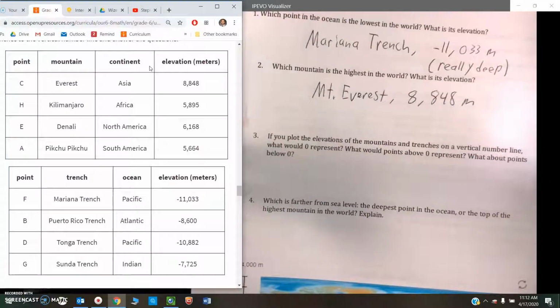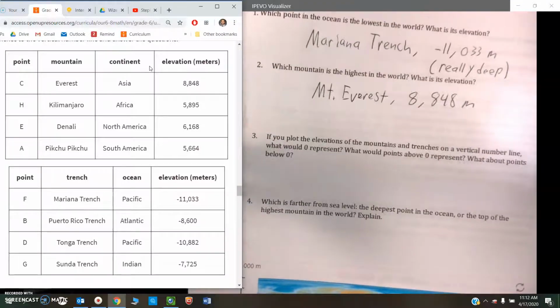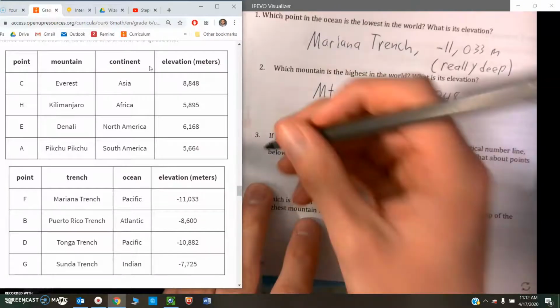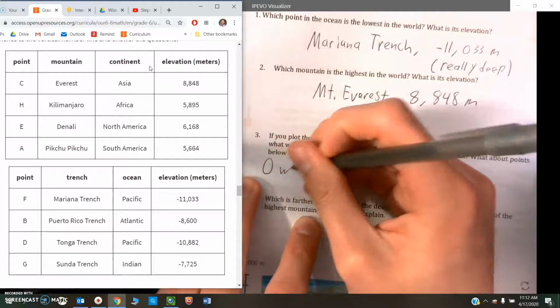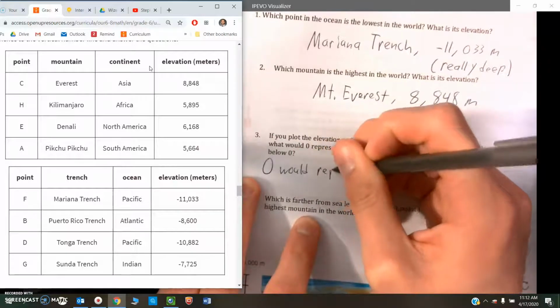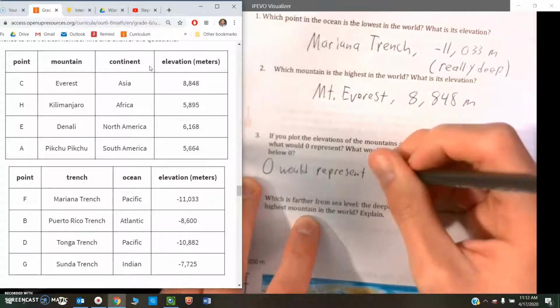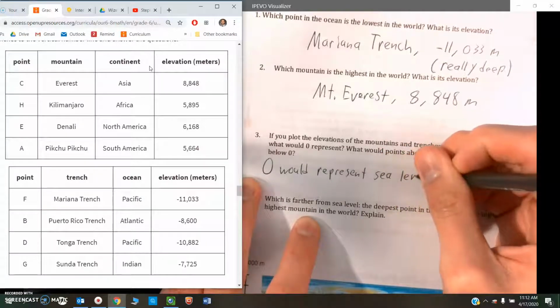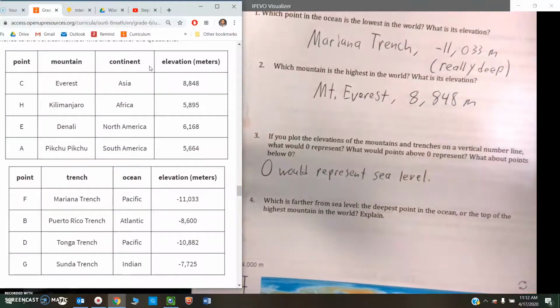Okay, so if you plot the elevations of the mountains and trenches on a vertical number line, what would 0 represent? What points would be above 0? And what points would be below 0? So once again, if we're talking about elevation, 0 would represent sea level. Because everything we talk about with elevation is in comparison to being above the oceans or below the oceans.